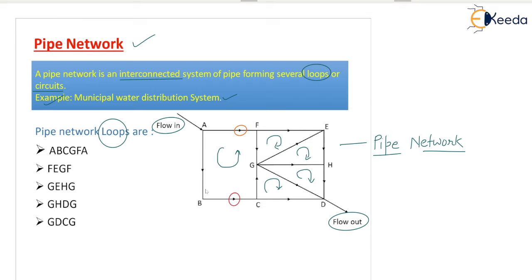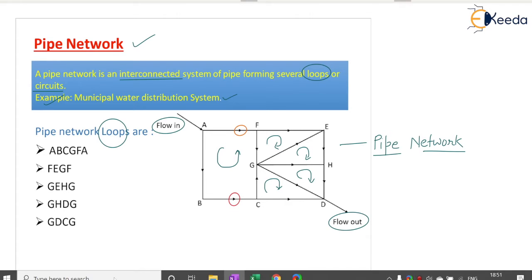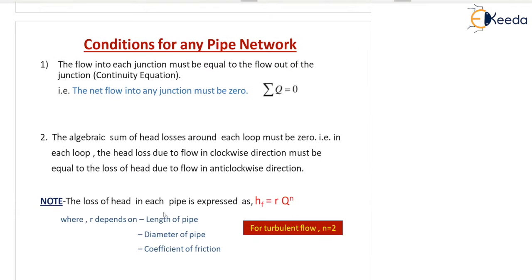So in order to understand the direction, we have to see the conditions. Just go into the next slide. Conditions of pipe network. The first one is, the flow into each junction must be equal to the flow out of the junction. That is the continuity equation. What is the continuity equation?